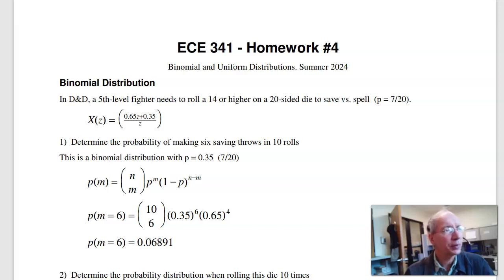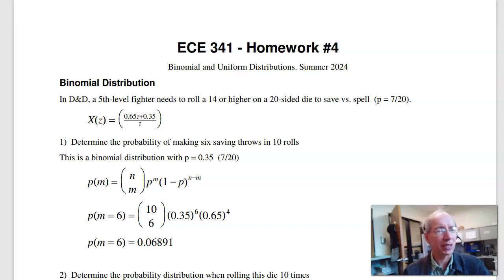Now the first problem is, if you're playing Dungeons and Dragons, when something happens like you get hit with a petrify ray, you can roll a saving throw. If you save, no damage, otherwise you're petrified. Suppose you save on a 14 or higher, meaning p is 7/20. What's the probability of making 7 saving throws in 10 rolls?